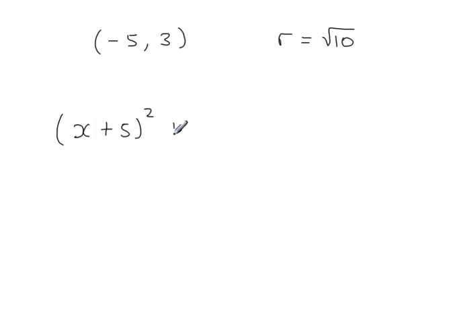If you had a circle that was centered at the point minus 5, 3, and had a radius which was equal to the square root of 10, then you would have x, and it's the opposite sign. That's a minus 5, so that would be plus 5 squared. That's always a plus in the middle. Then you've got y, that's 3, so the opposite sign to that is minus 3 squared is equal to the radius squared. If that's what r is equal to, then r squared is equal to 10.